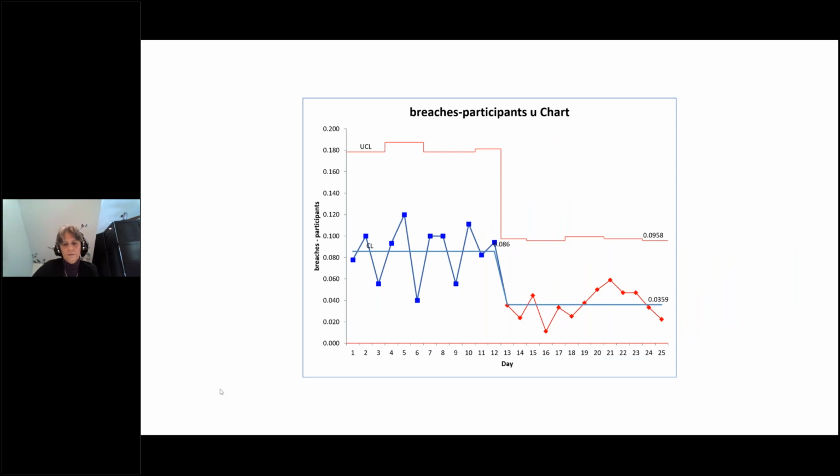Here's another way. The software is lovely because I could tell the software, here's where we changed our process. And so it could recalibrate our upper control limit going forward. And usually you want to have tighter and tighter control limits.